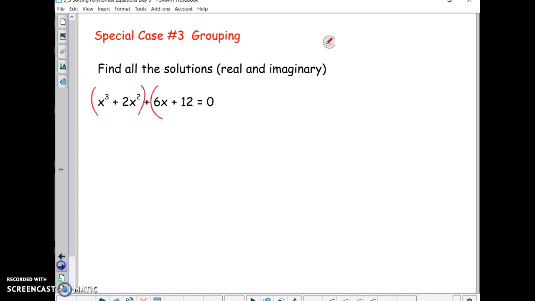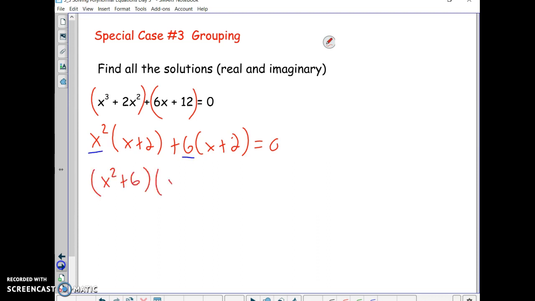So 4 terms, right? And so we are going to group the front 2 and group the back 2. X squared out of the front. And then in the back, positive 6 can be pulled out. All right, now take what's in front. So x squared plus 6 is one factor, and then the matching x plus 2 makes another factor.